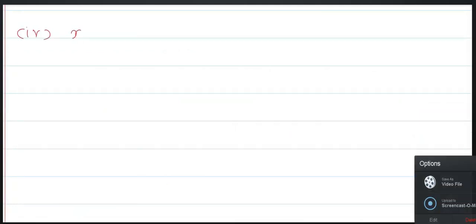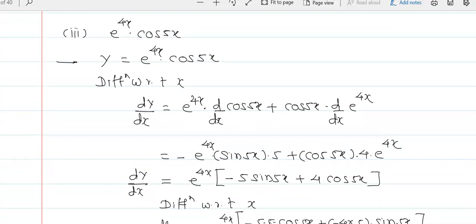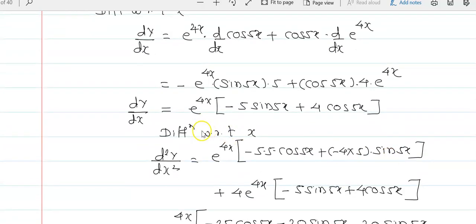See this example again. On the board, if you want to write this down, y is equal to e raised to 4x into cos of 5x. Apply the product rule. This is very simple. Derivative of cos is minus sin of 5x into 5. E raised to 4x: 4 into e raised to 4x. Take e raised to 4x as common.